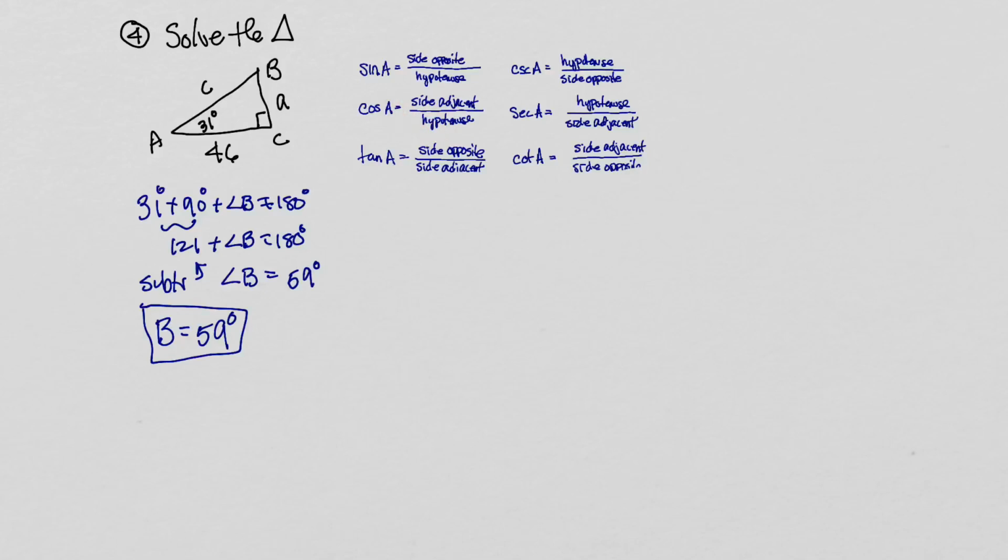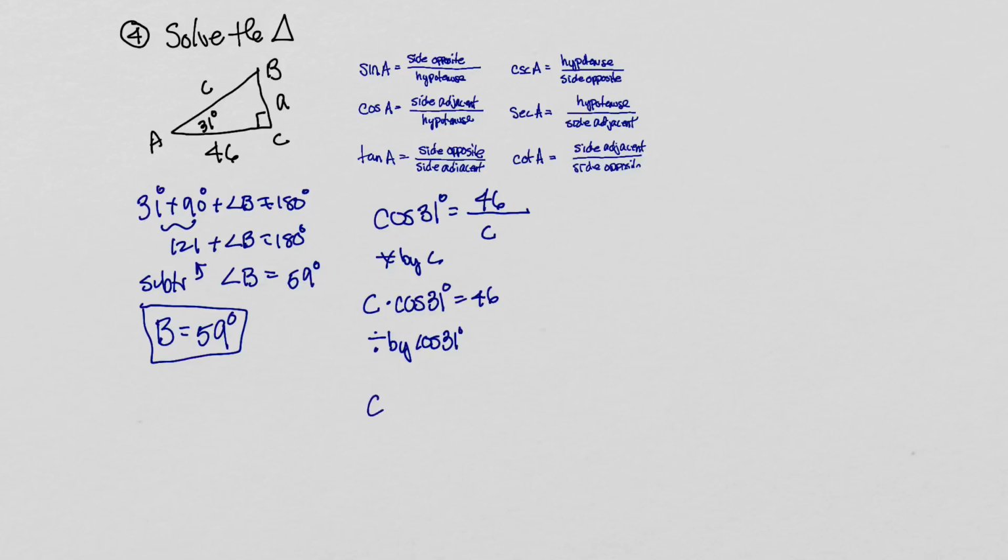So let's try this. Let's say that the cosine of that 31 degrees is equal to, now, the cosine is the side adjacent to the angle. Here's the angle. The side adjacent is 46. So we're going to write a 46 here over the hypotenuse, which is C. So we're going to multiply by C. So we'll get C times the cosine of 31 degrees equal to 46. Then we're going to divide by the cosine of 31 degrees, and we will get C equal to 46 over cosine of 31 degrees.